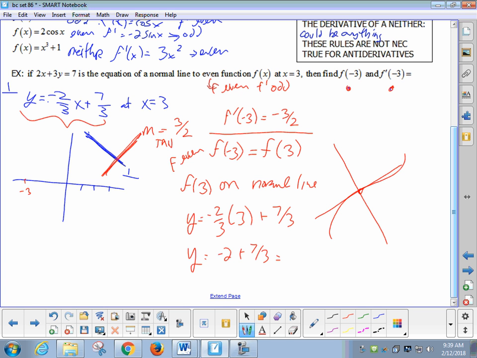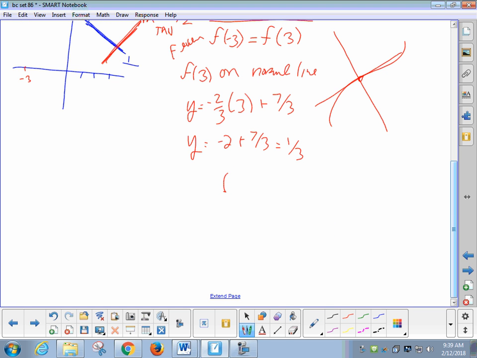I want to plug in negative 3. Yeah, it's tangent at positive 3, so I know this point. So 1/3, yeah? Now from that I conclude that f at 3 is 1/3. And because f is even, that should be the same as f at negative 3. You with me? I got it. The good news is the ones in the book are not nearly this hard. In a college textbook, maybe this one.